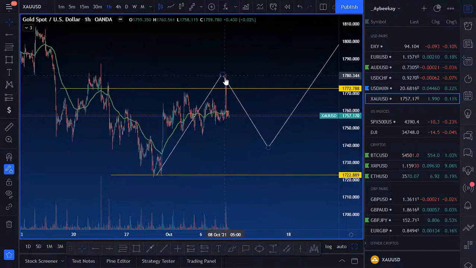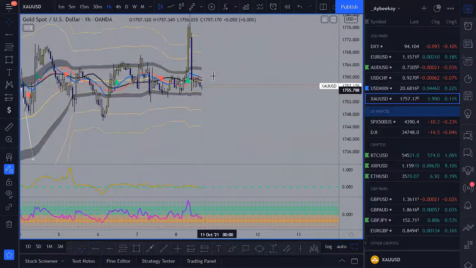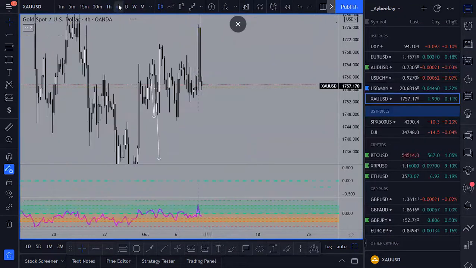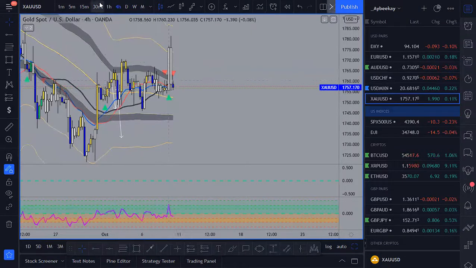However, I still want to see what price is going to do once it makes its retracement, and if it's going to hold at the 1739, 1738 area. Okay, going over to arbitrage. Yeah, 1 hour time frame, I would not be able to play that. 4 hour time frame, I would not be able to play this either.